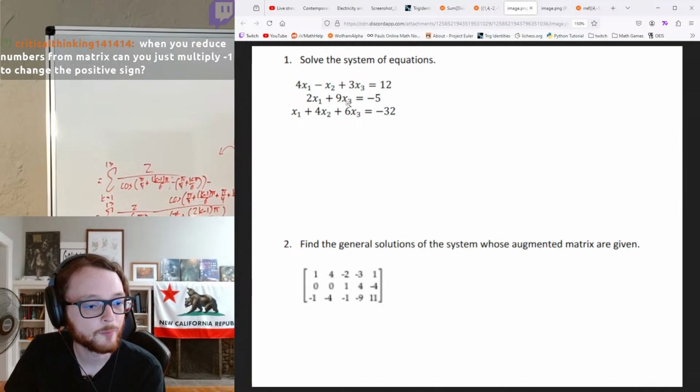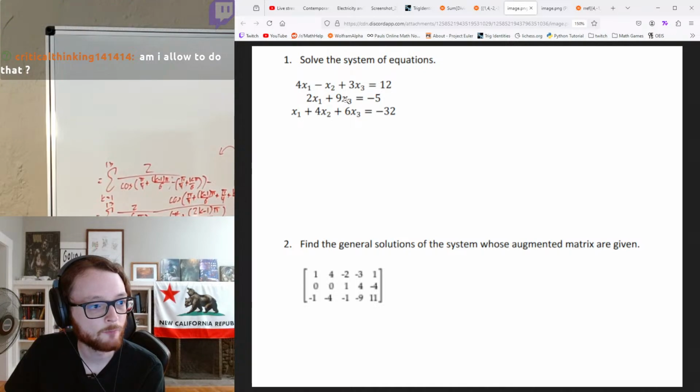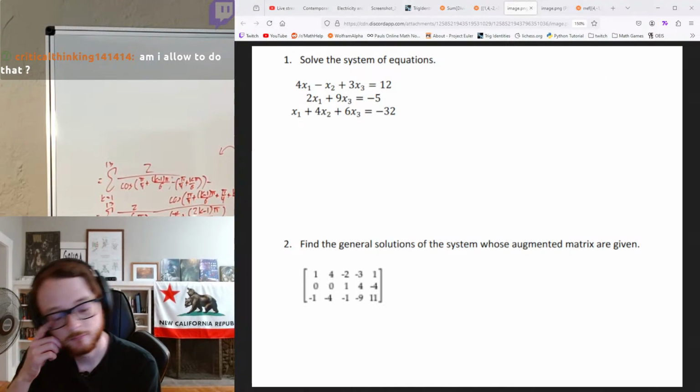Can you reduce numbers from the matrix? Yeah, you're allowed to multiply a row by -1 as much as you want. It's valid.